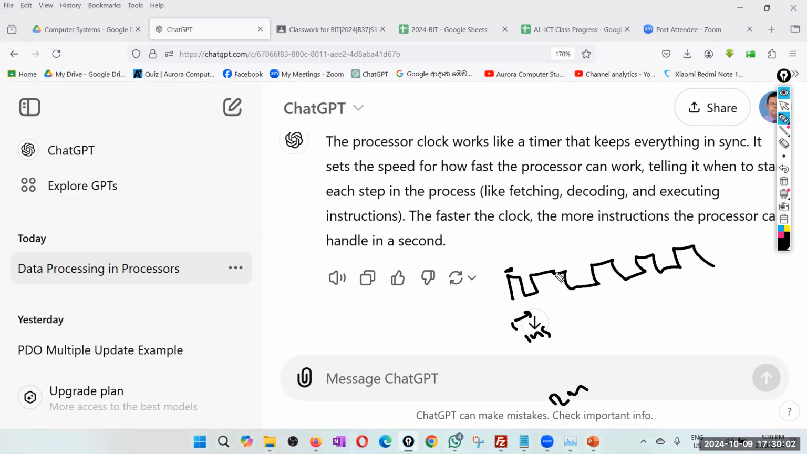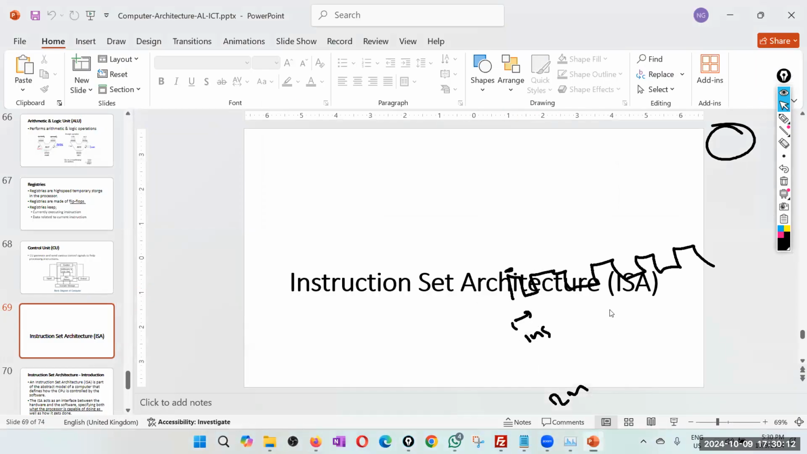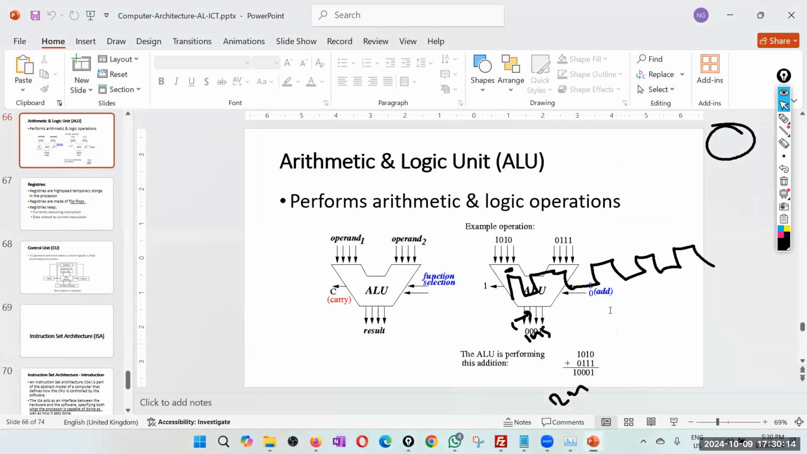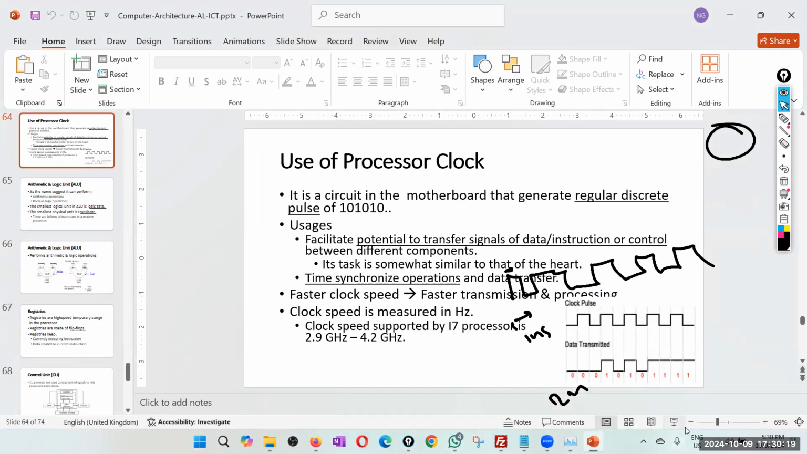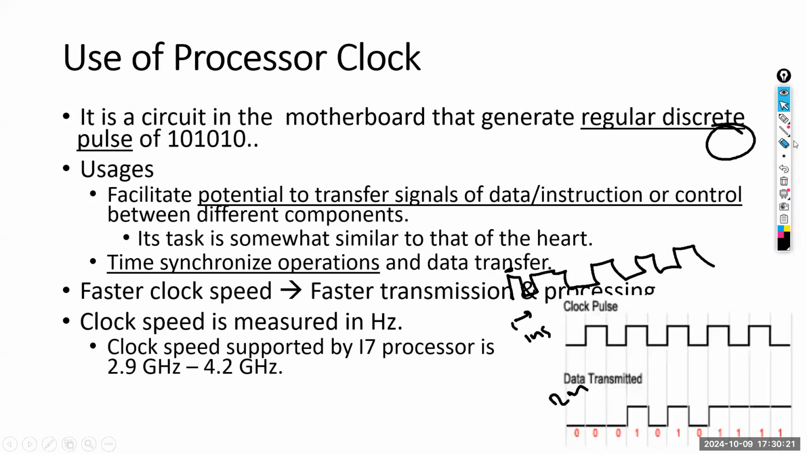And also I forgot to mention the synchronization. Actually, it's mentioned in your notes. Synchronization means all your instructions must be executed in a synchronous manner. You can see time-synchronized operations and data transfer. All these logic gates must be operating in a synchronized manner. It's something like this.